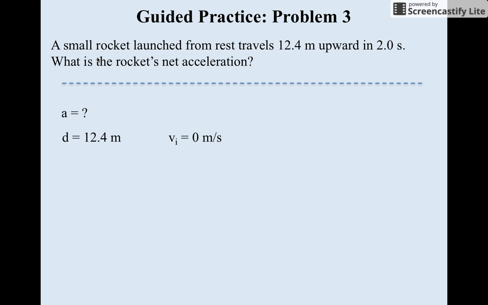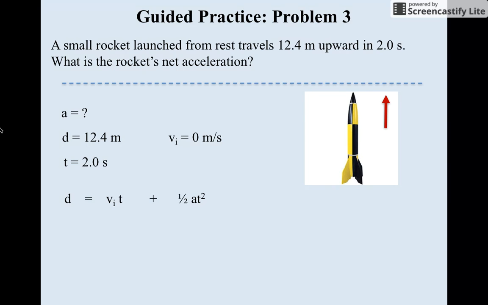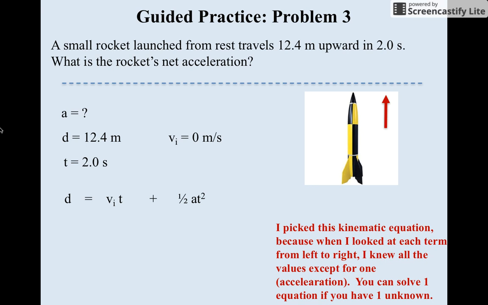We're also given an initial velocity of 0 meters per second. We know that because the problem says that it's launched from rest, meaning that it's resting, it's not moving at the beginning of the problem. This equation that you see here is the appropriate equation. It has one unknown. I know every term in this equation except for acceleration. So one equation, one unknown, you can solve it.